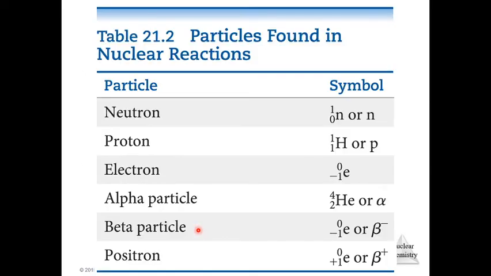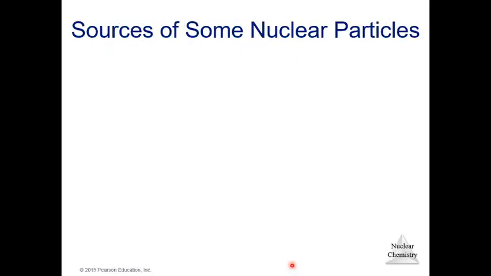Alright, so here's a summary of various particles we've been talking about. Here's our neutron, here's our proton, here's our electron, alpha particle, beta particle, positron. Remember, a positron and a proton are not the same thing, even though they're both positively charged. Proton is much more massive. All right, onward we go.